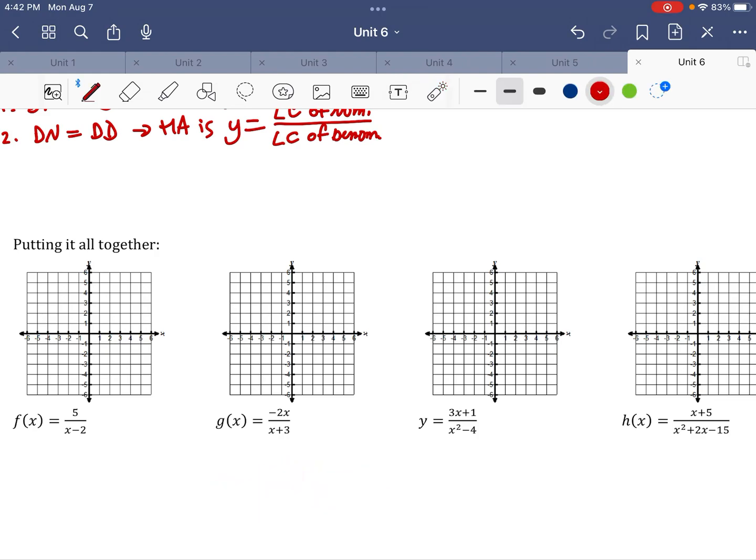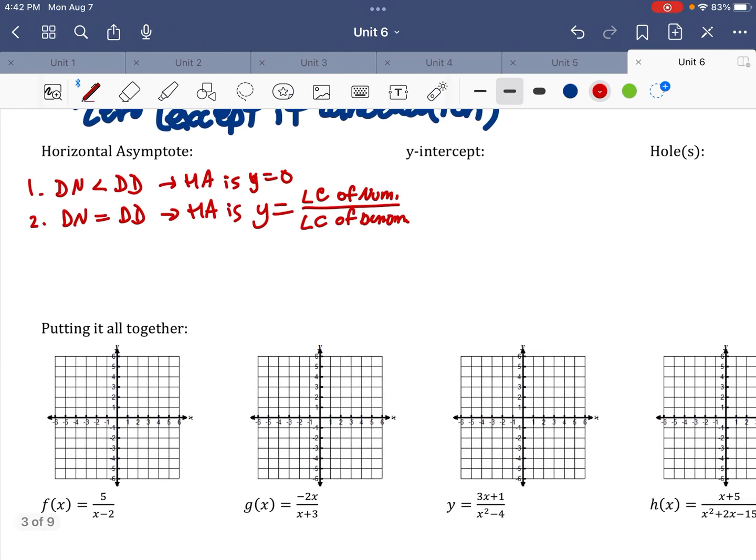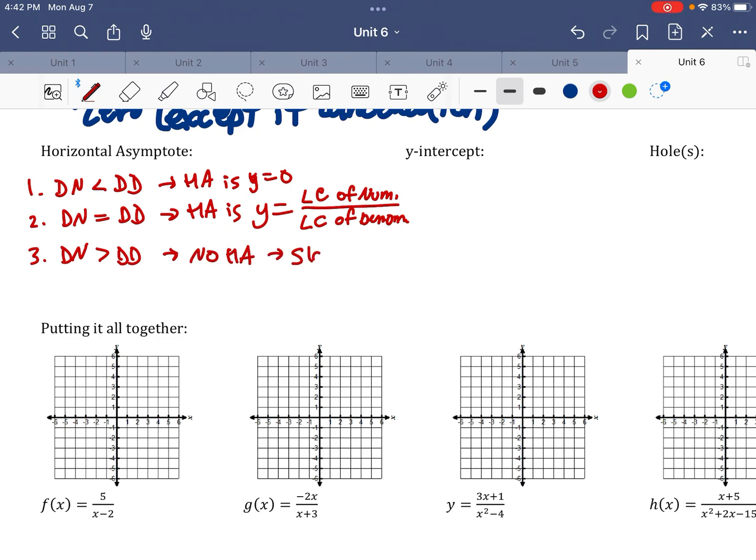Okay. All right, and the third rule is when the degree of your numerator is bigger than the degree of the denominator. You have no horizontal asymptote in this case. You have something called a slant asymptote, and you would need to do long division to figure out what that was, but we're not going to cover that here.